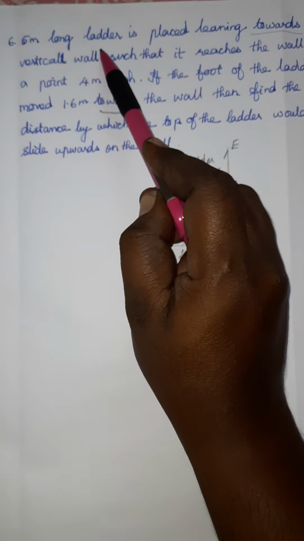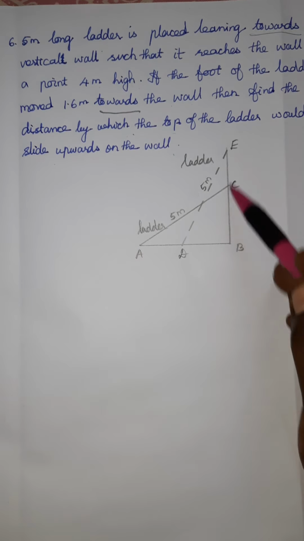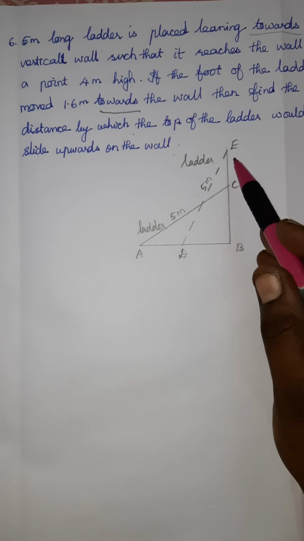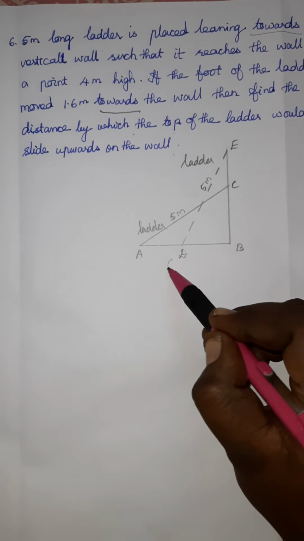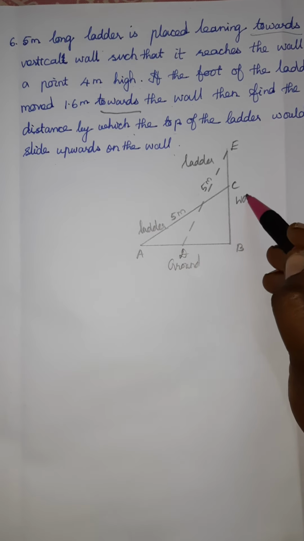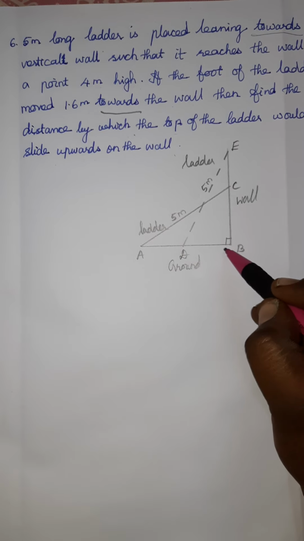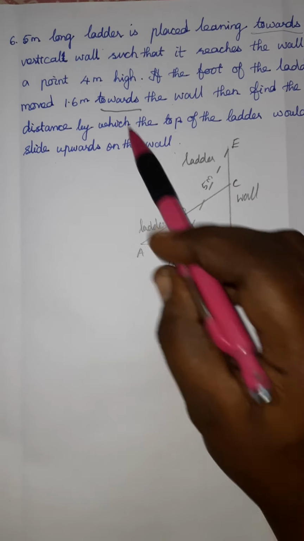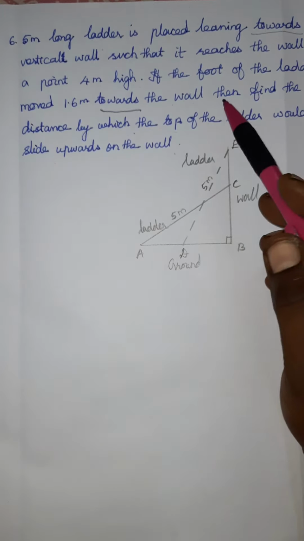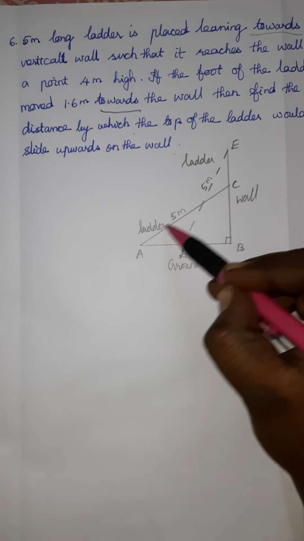Okay, so what is the length of the ladder? 5 meter. It is leaning on the vertical wall. Okay, we know the wall and the ground. This is the ground. This is the wall. Wall and the ground are perpendicular to each other. So here you can mark 90 degree. Next, the length of the ladder is 5 meter. The ladder we will lean like this way to the wall.